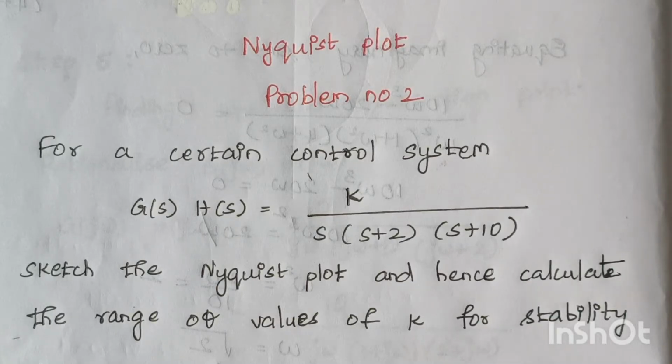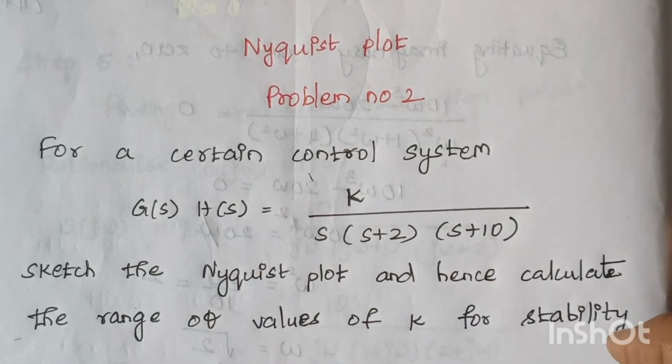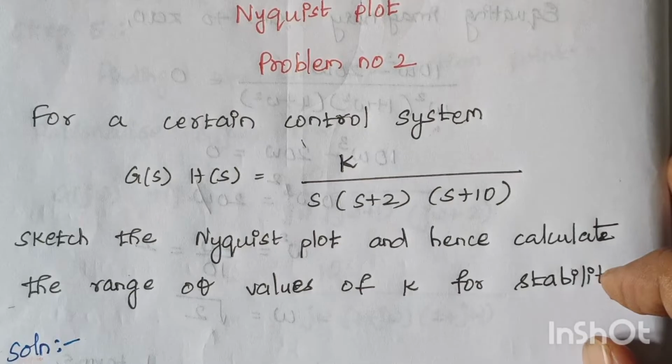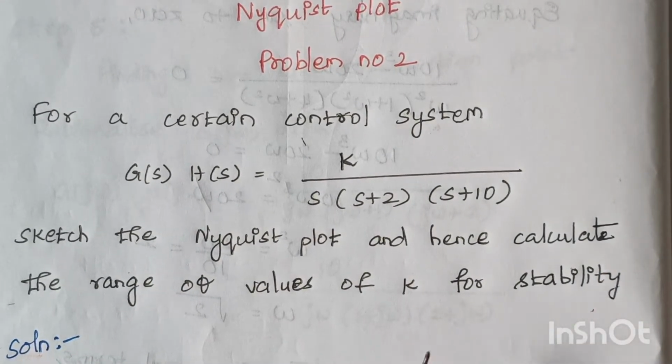Today we are going to solve problem number 2 under the topic Nyquist plot. The problem is: for a certain control system, a transfer function is given. Sketch the Nyquist plot and hence calculate the range of values of k for stability.